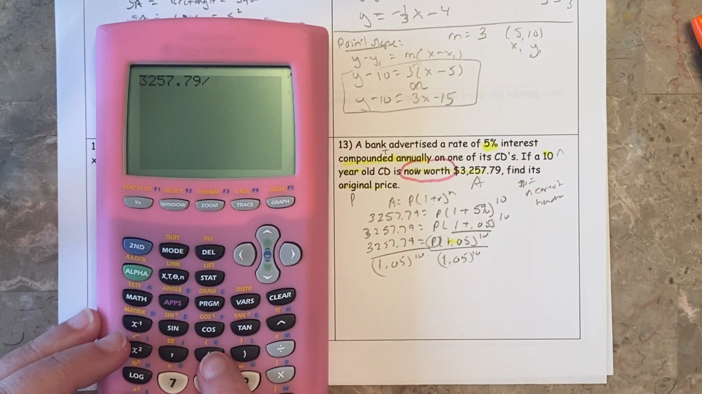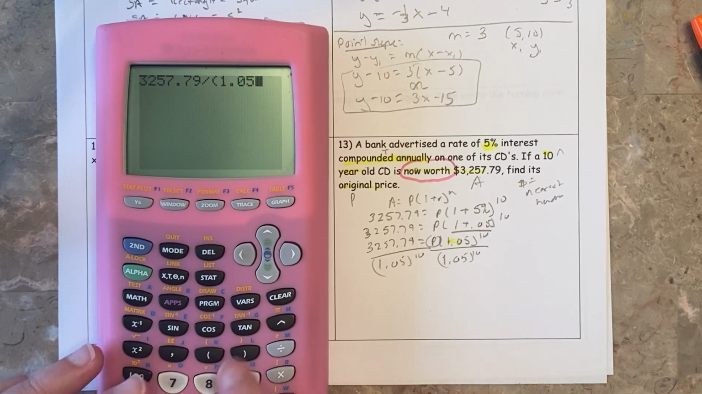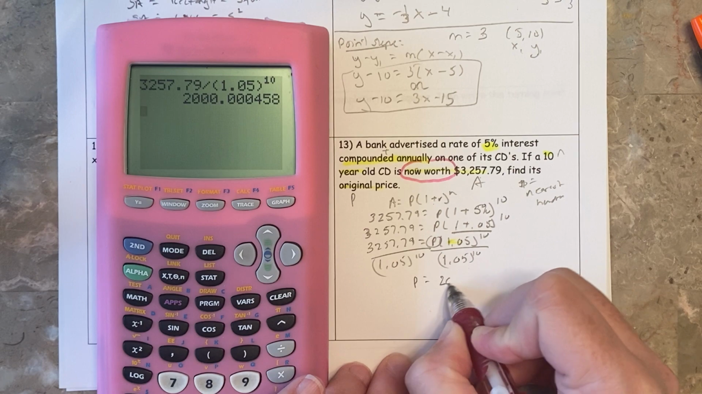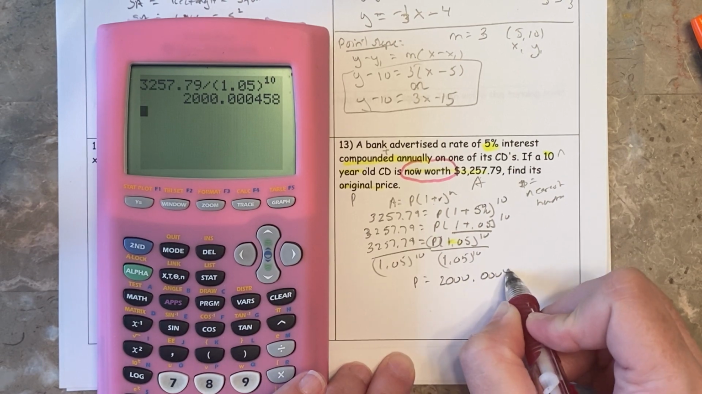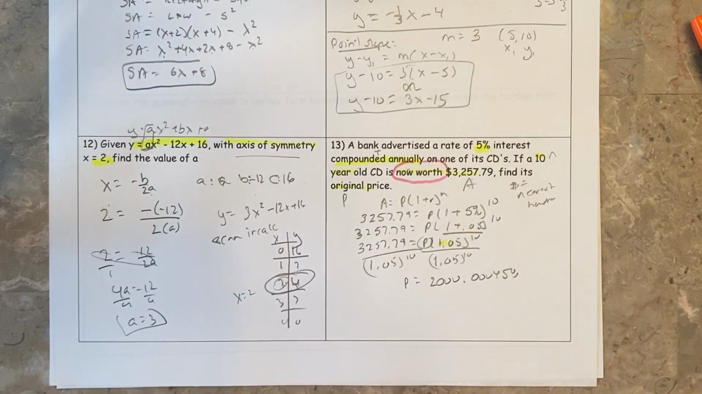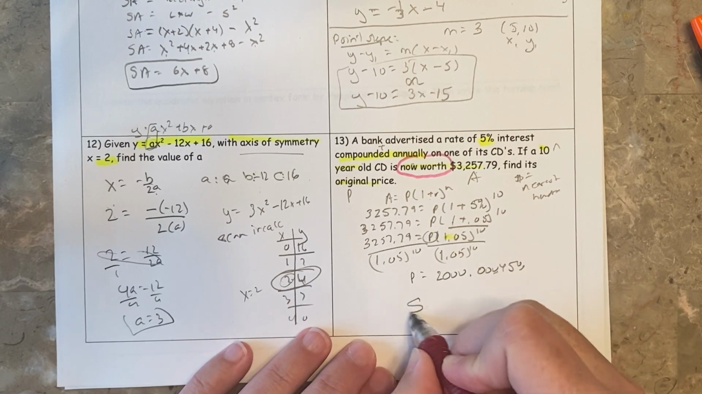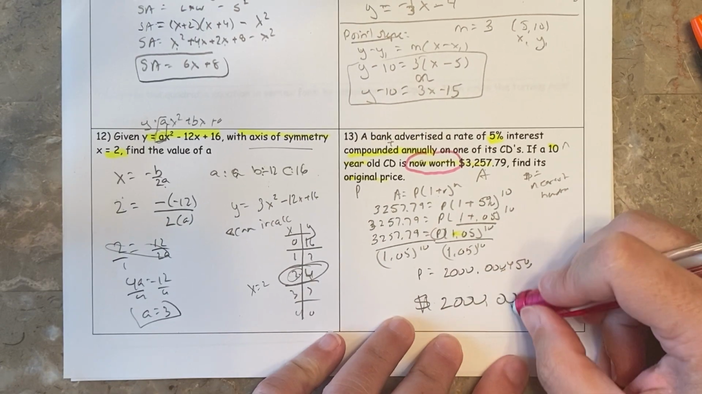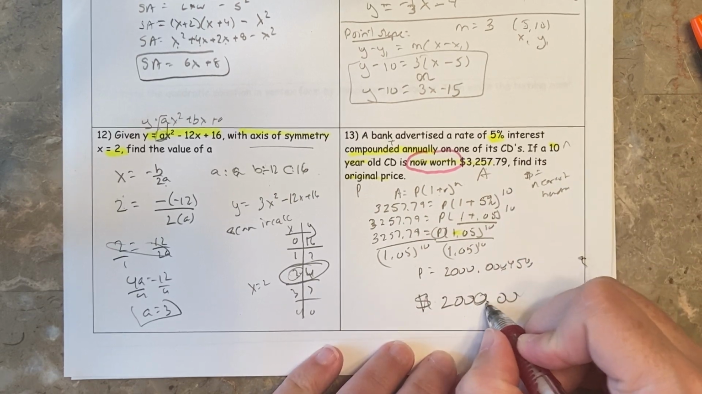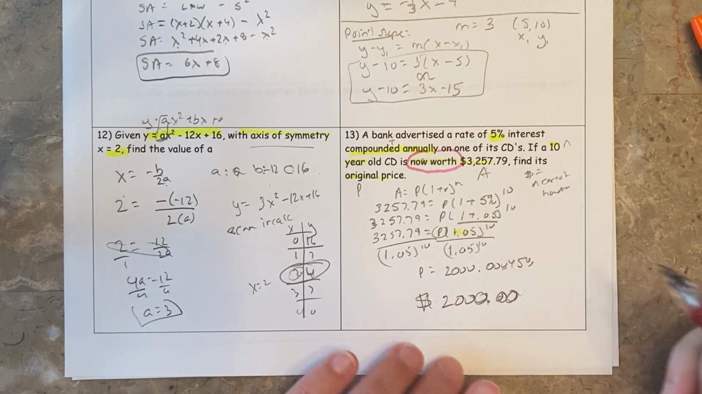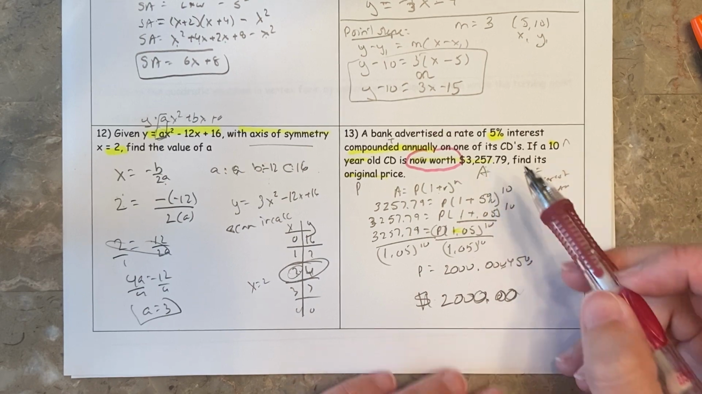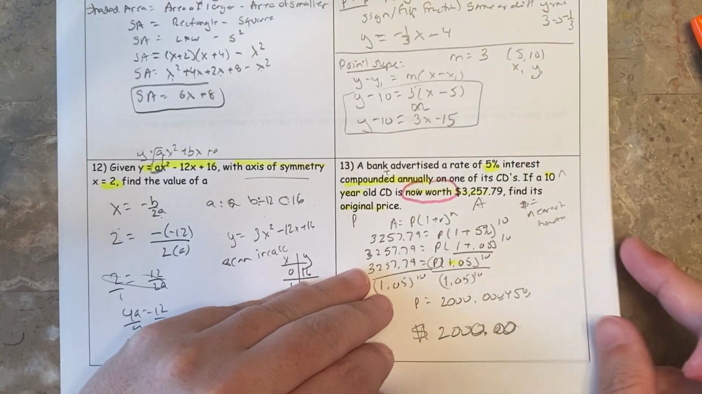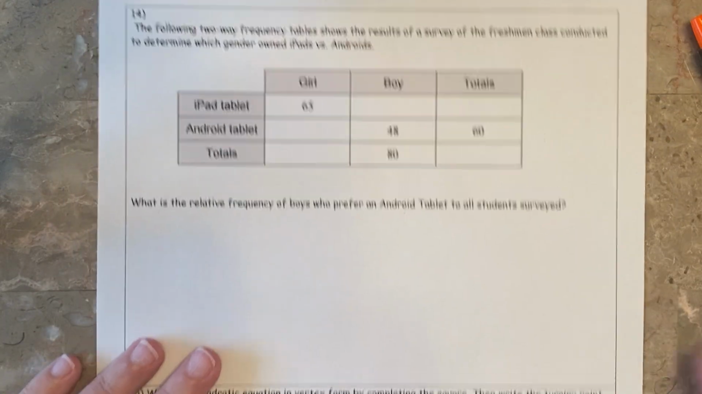3257.79 divided by 1.05 to the 10th gets me 2,000,458, and we want the nearest hundredth. So the 0 does not round that up, so it's going to be approximately 2,000. So it started out at around $2,000, and after 10 years with getting all the interest, now it's almost 3,200 or 3,300. So that's pretty good. All right, last page, last 2 questions.